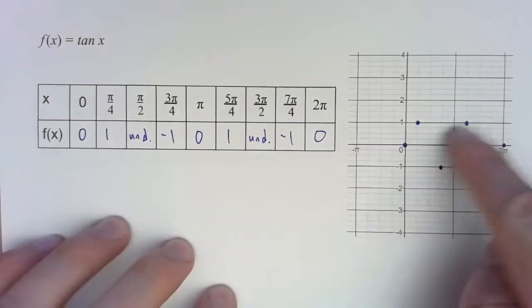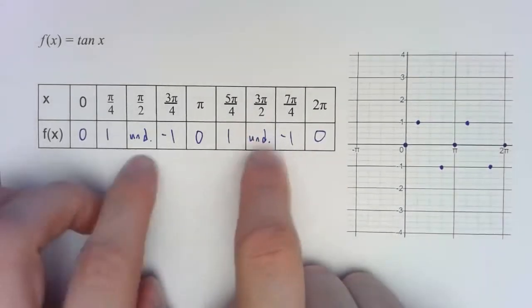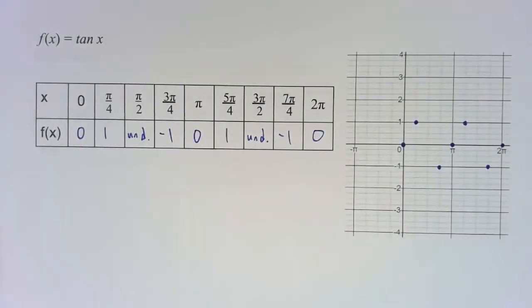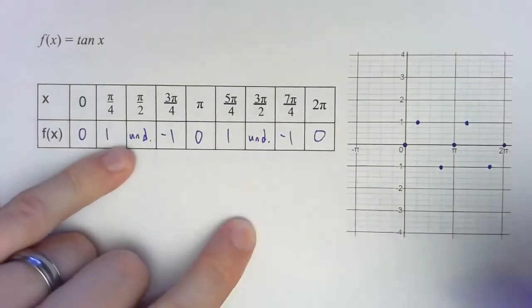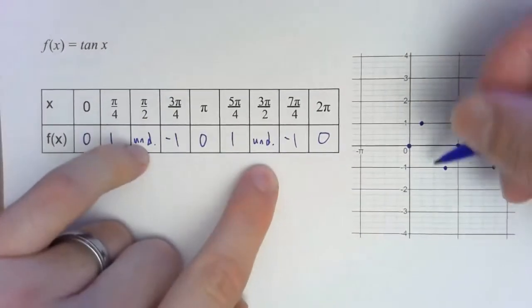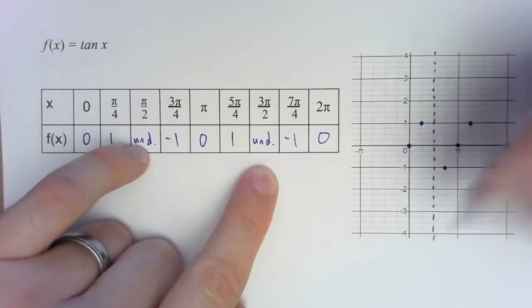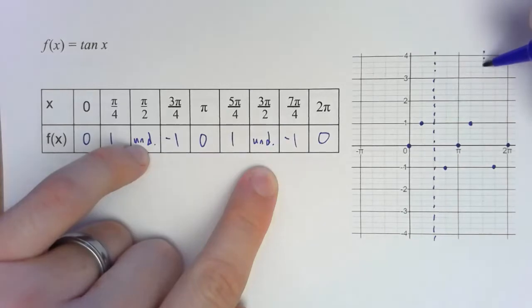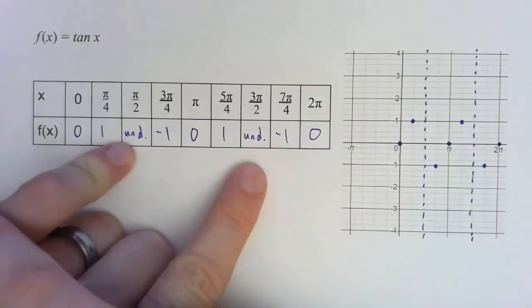And so now we've got this collection of points here. But we also have to deal with this undefined here. Well, undefined can just be a little hole in the graph, a removable discontinuity, but probably more often than not, undefined is going to mean we have an asymptote. So at pi over 2 and 3 pi over 2, we're going to have a vertical asymptote. If I fill in these asymptotes, now take a look at what we've got.